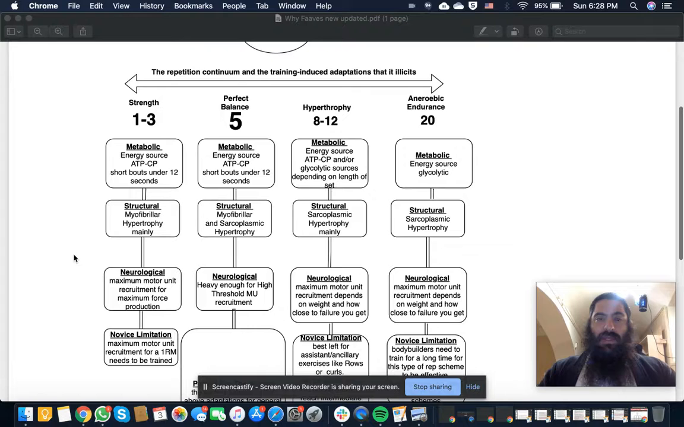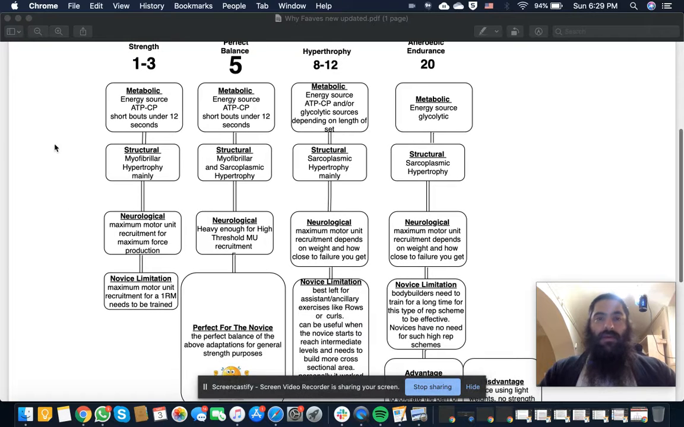And we will see that on the far end, like the 1 to 3, this is maximum force production rep ranges. This is more endurance, anaerobic endurance production. This is our perfect balance, which is 5, and the 8 to 12 is around the hypertrophy mark. And this 20s can also be hypertrophy for bodybuilders that train to that level. Now, the 1 to 3 is more force dependent.